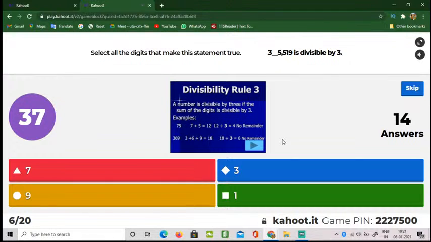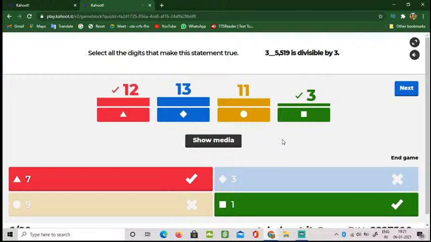So 14 answers, 15 answers, 17 answers. Okay, everybody has answered it, and I think 12 of you have got it right. Oh, okay, 12 have answered red, 3 have answered green, 13 have answered blue, and 11 have answered yellow. I think you have selected two options so that it's showing a double amount.